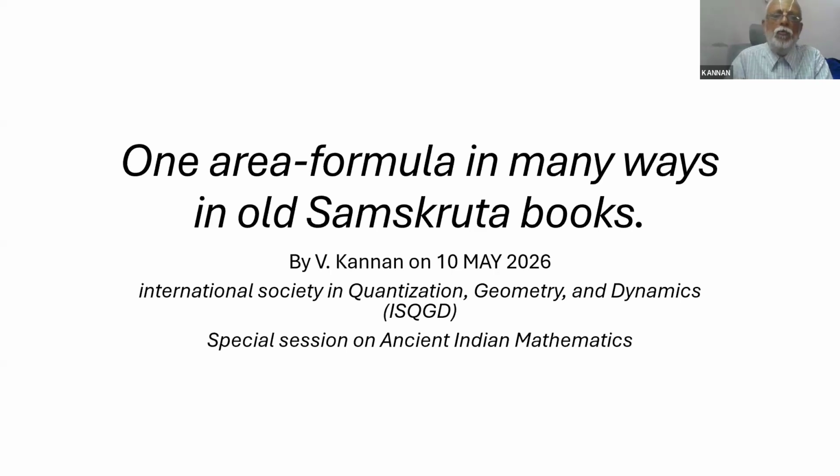In all these 4 books, one area formula is coming. But these 4 books are describing that formula in 4 different ways. Even though the formula is one and the same, the words used are different. That's what we are going to see today. The area formula is the area of a cyclic quadrilateral.